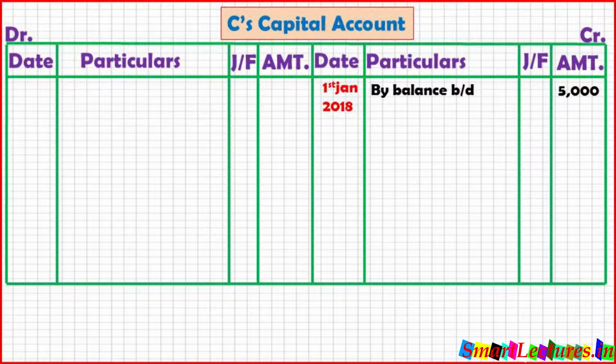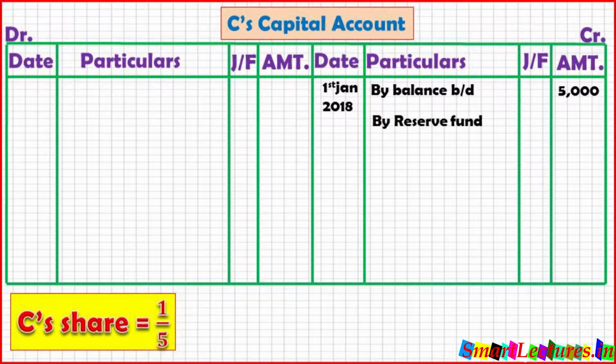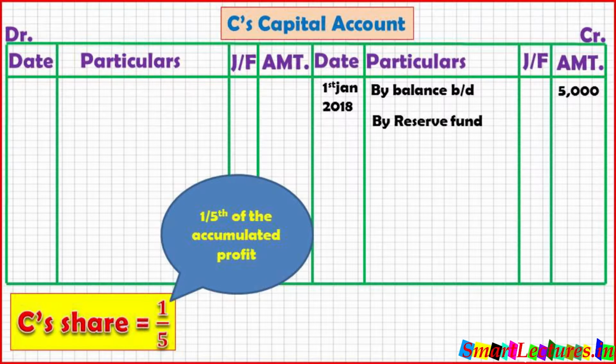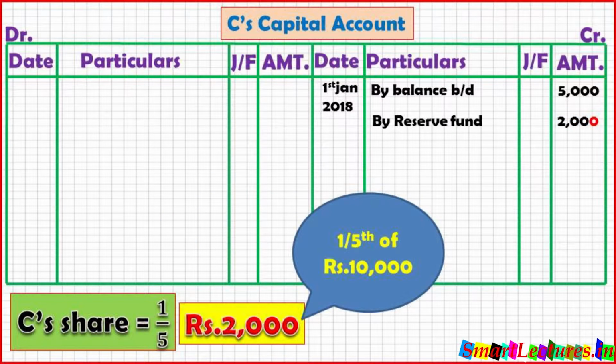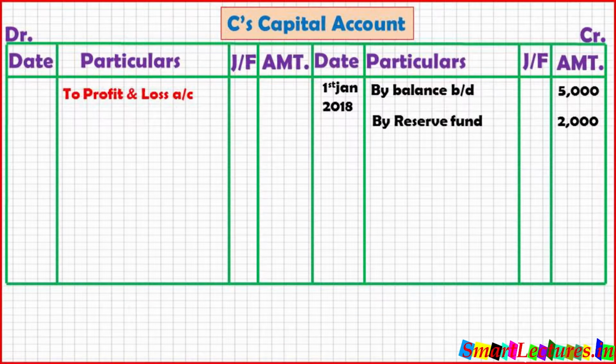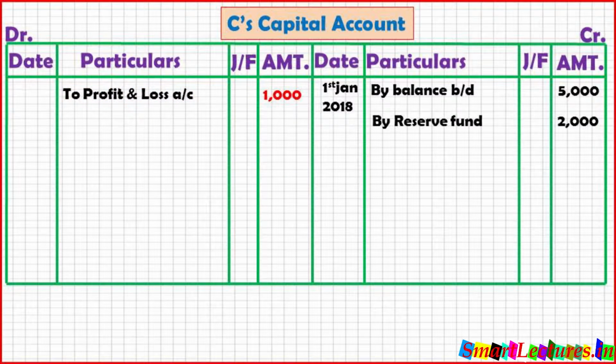Then accumulated profit, so by reserve fund, you know C's share is 1/5, so he will get 1/5 of the reserve fund accumulated profit, and that is 2,000, that is 1/5 of 10,000. Then accumulated loss on the debit side, to profit and loss account, that is 1/5 of 5,000, that is 1,000.